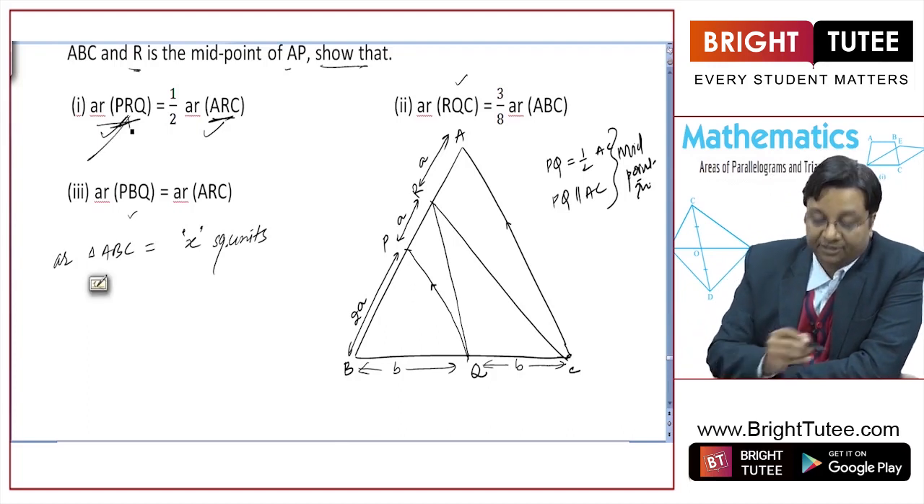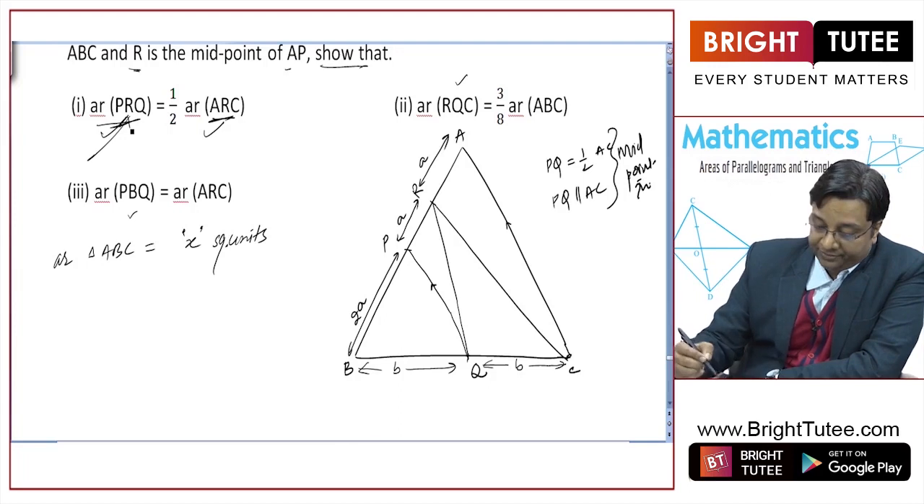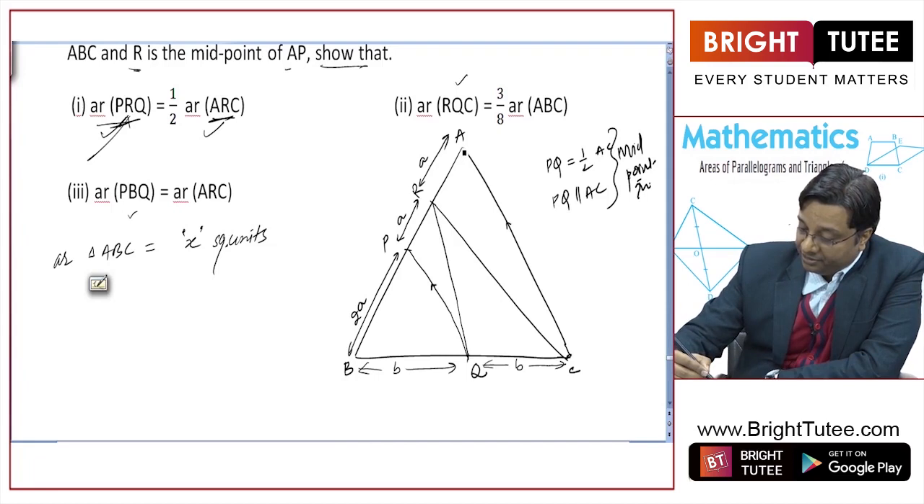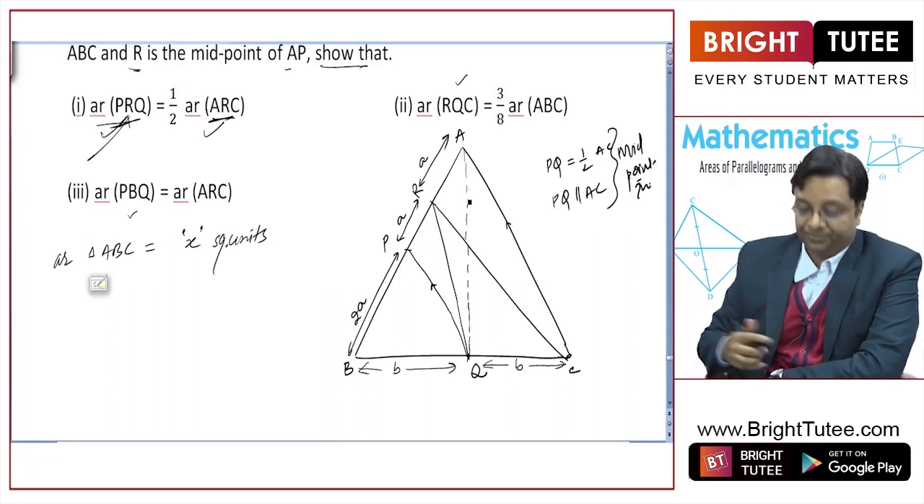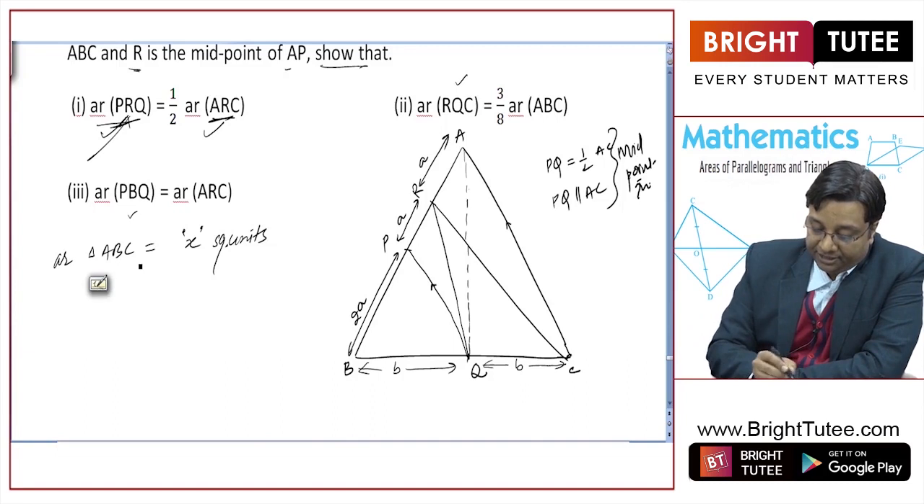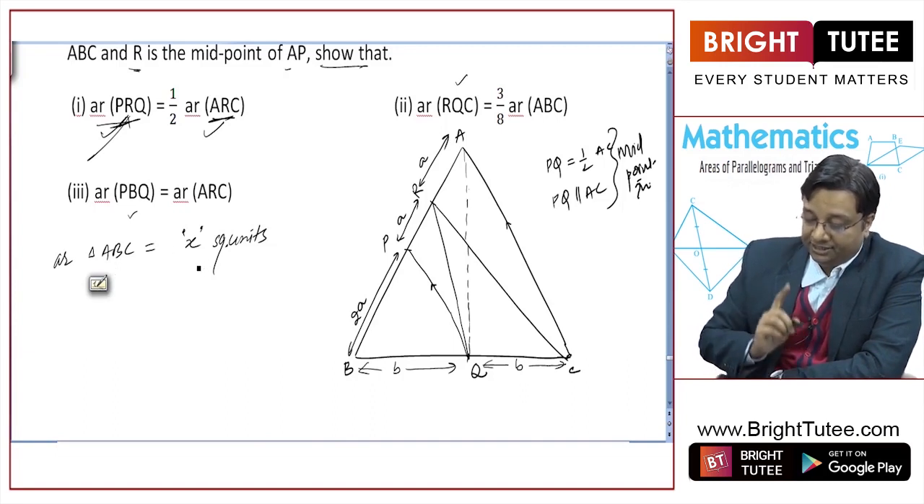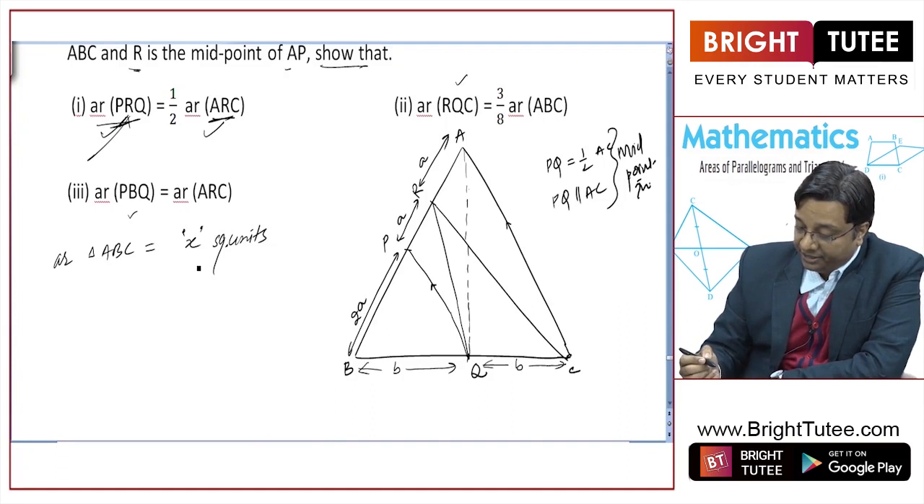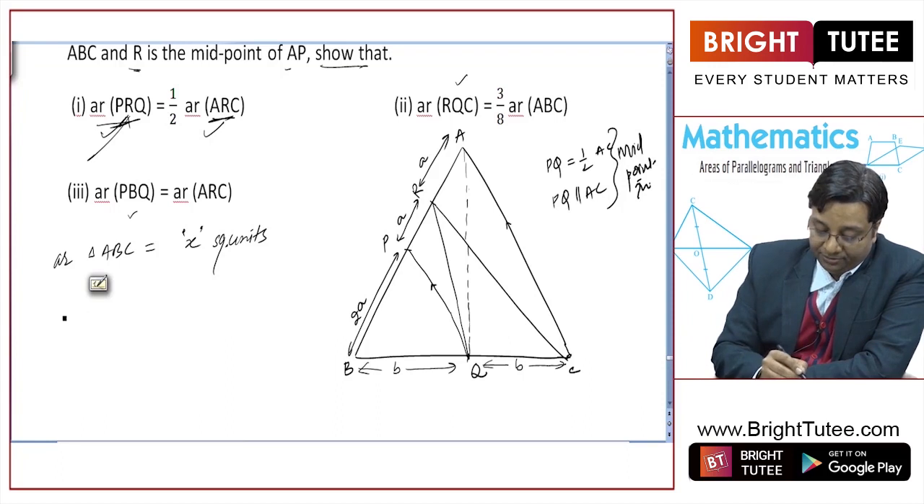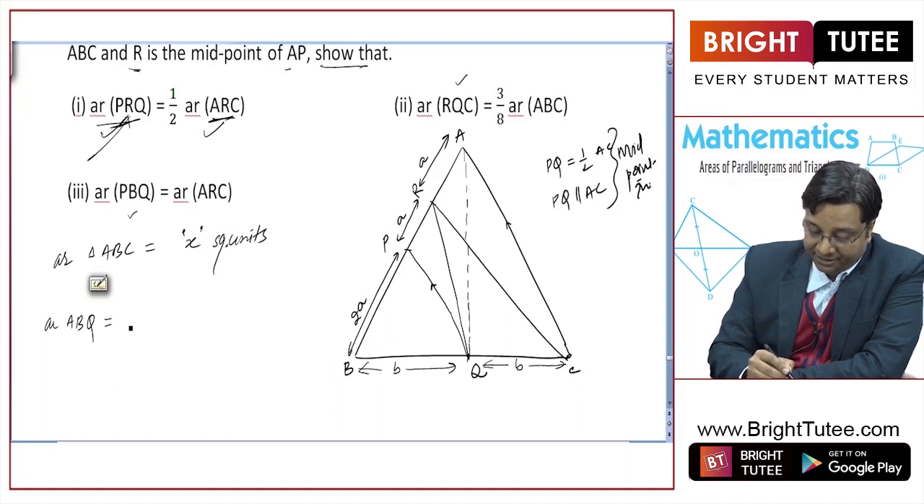Now to find the area of PRQ, let me first of all find this area. Let me also join AQ. Okay, I have just joined A with Q. Right. Now let us start. Area of triangle ABC is X square units. So can you tell me what will be the area of triangle ABQ or area of triangle AQC?